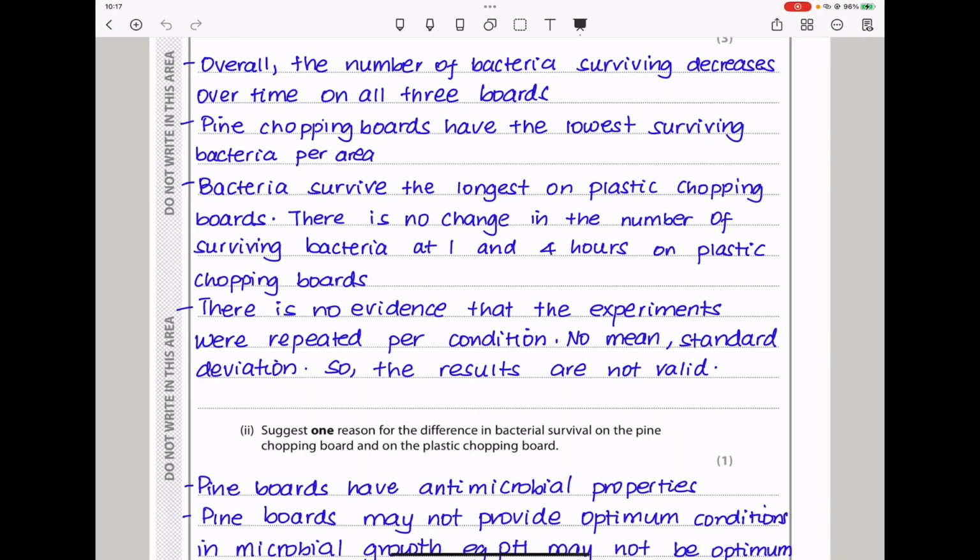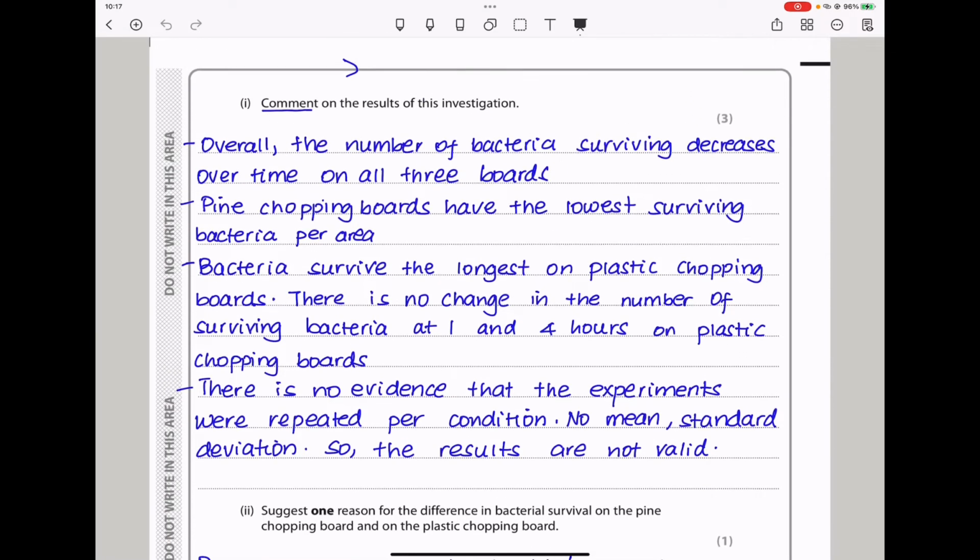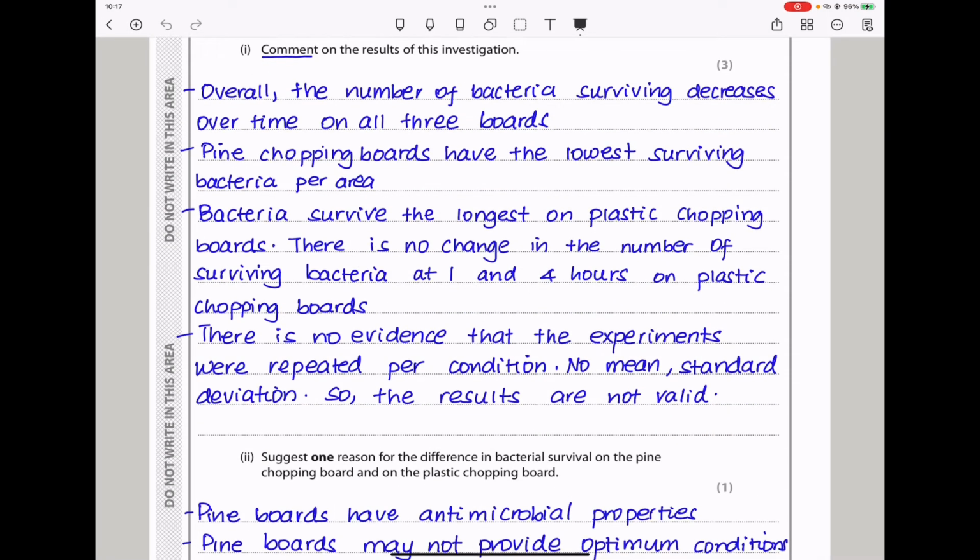And then there is no evidence that the experiments were repeated per condition, no mean or standard deviation, so the results are not valid. And again, here they talked about commenting, so I have to comment about the validity of the results as well.